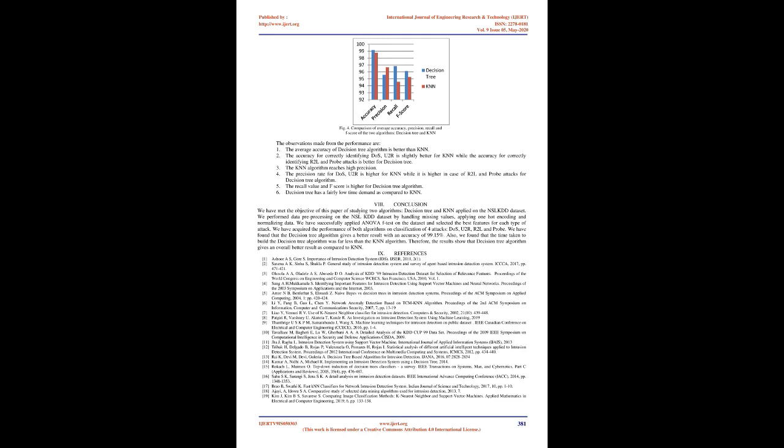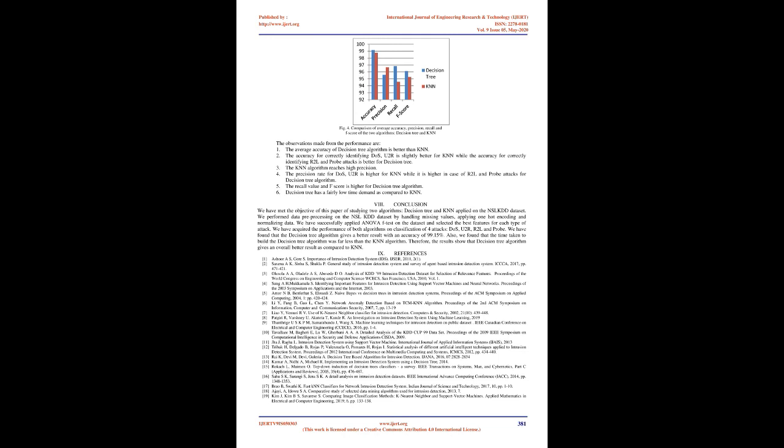7. Results and discussions. After training the model, the algorithms, decision tree and KNN, are tested on a testing dataset. It is represented by a confusion matrix. The confusion matrix presents the values of true positives, true negatives, false positives and false negatives.